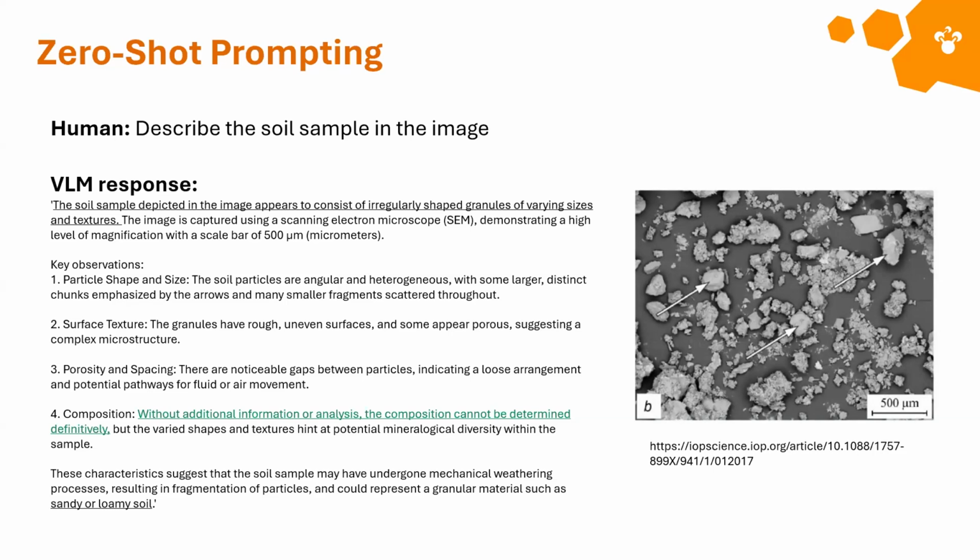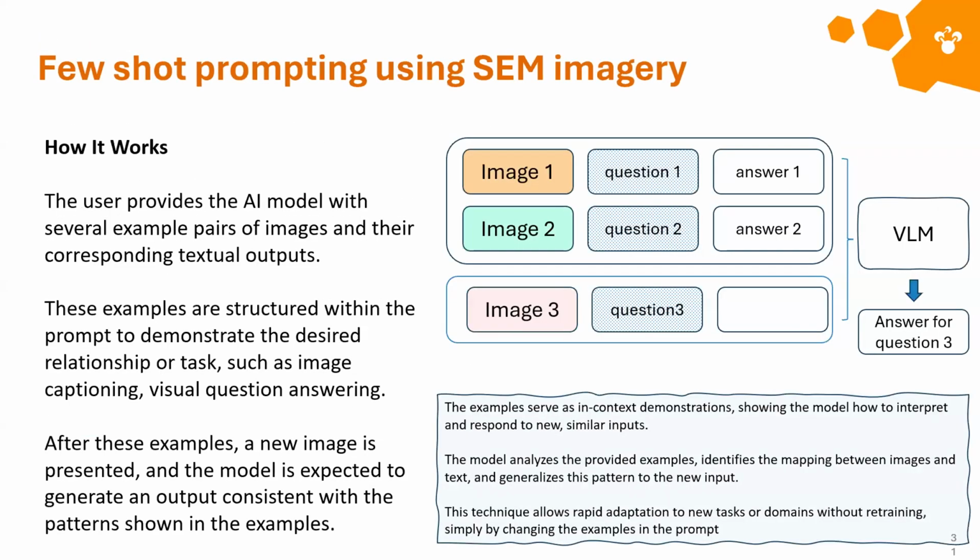So this is pretty straightforward. You might have already tried this. But the next one is called few-shot prompting, where you don't just upload the image that is in question. You first provide some examples. Here I have image 1 and image 2 as my example images, and I also have corresponding questions and answers.